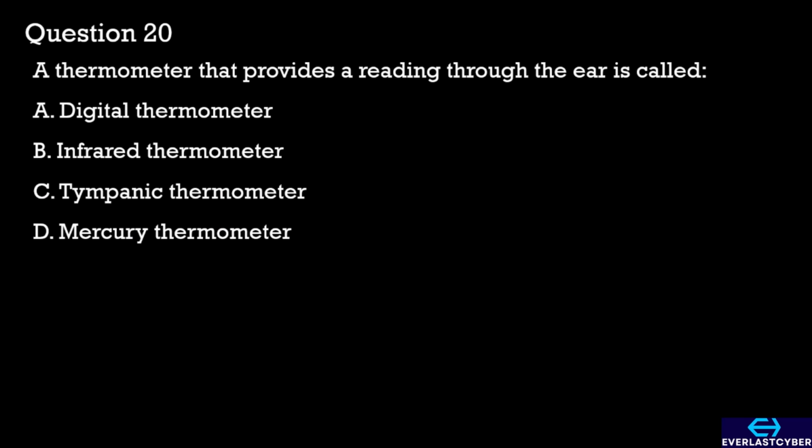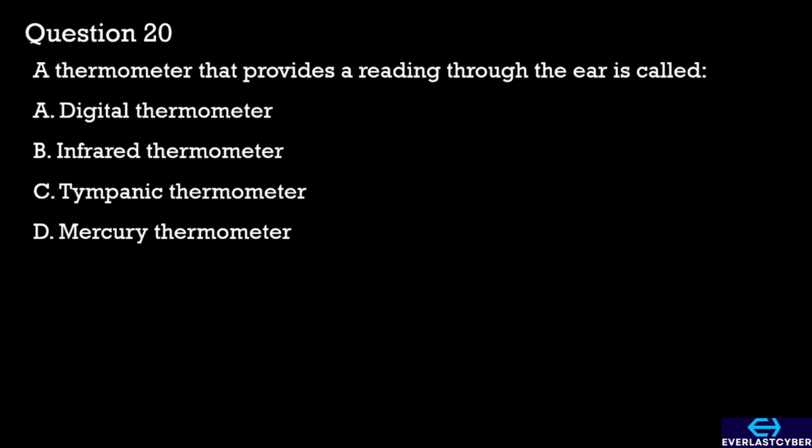Question 20. A thermometer that provides a reading through the ear is called A. Digital thermometer. B. Infrared thermometer. C. Tympanic thermometer. D. Mercury thermometer.